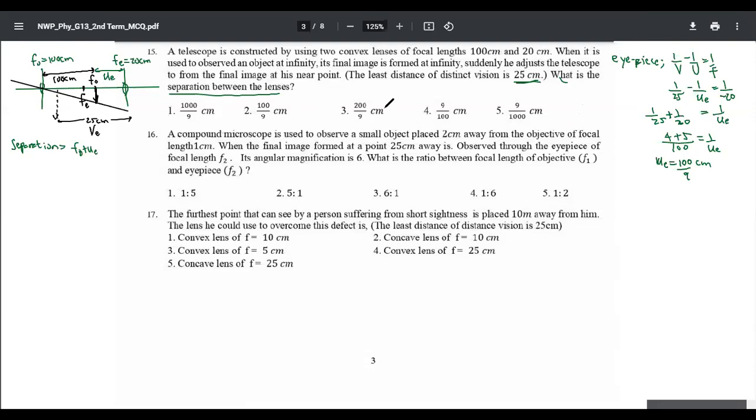For normal adjustment, it's 100 plus 20, 120. But this is not the normal adjustment. This is the alternative adjustment where we get the image at near point. So you have to be a little careful here. FO plus UE. FO is 100 centimeter. UE is 100 over 9. Therefore, the final answer is 900 over 9 plus 100 over 9. And the final answer is 1000 over 9 centimeters. First one is the answer.